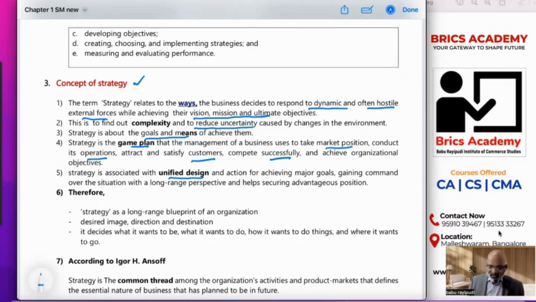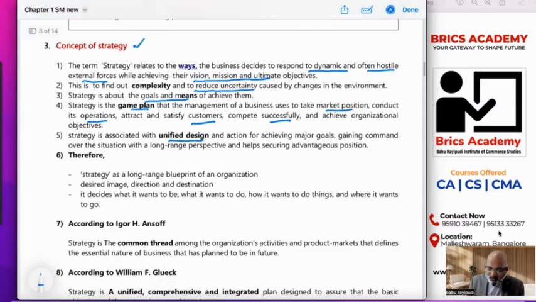So now if you see the sixth point, see carefully. What does it say there? Strategy is a long range blueprint. So strategy is about the image that the company wants to achieve. Strategy is about what it wants to be, what it wants to do, how it wants to do it, where it wants to go. Now it's like asking the question, where am I right now? Where am I going? It's about direction. So simple.